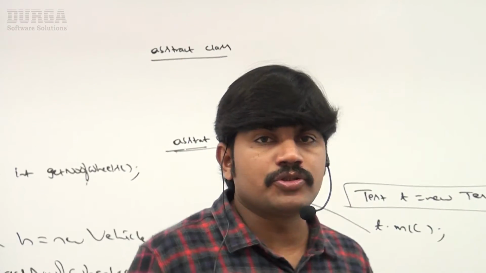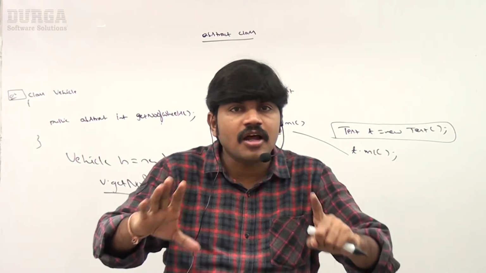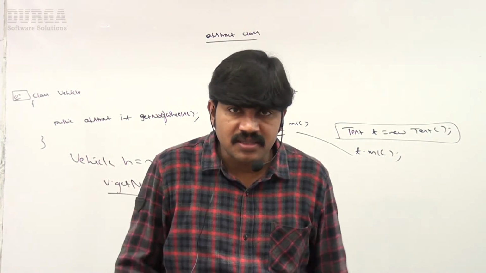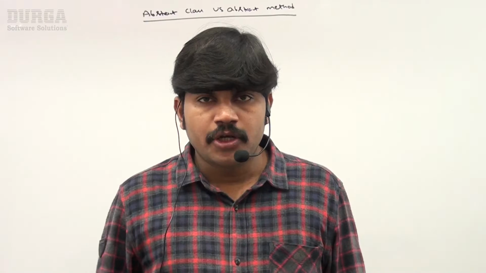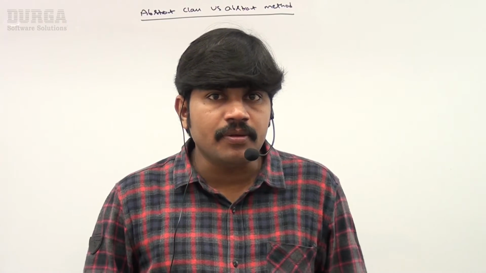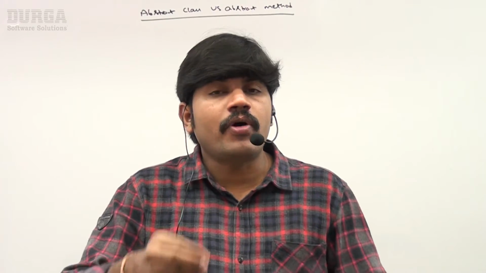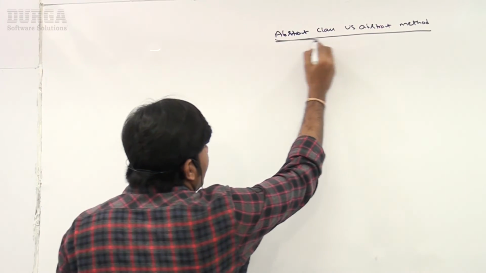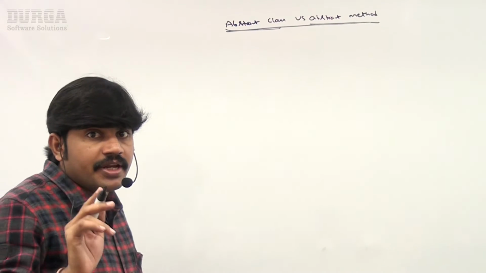So what important conclusion should you be aware of? For abstract classes, it is not possible to create an object. Next, partially implemented classes are called abstract classes. Clear, friends? I hope it is very clear for you. What is an abstract class? What is an abstract method? Now, what is the relation between these two things? Sir, just observe. Abstract class versus abstract method.